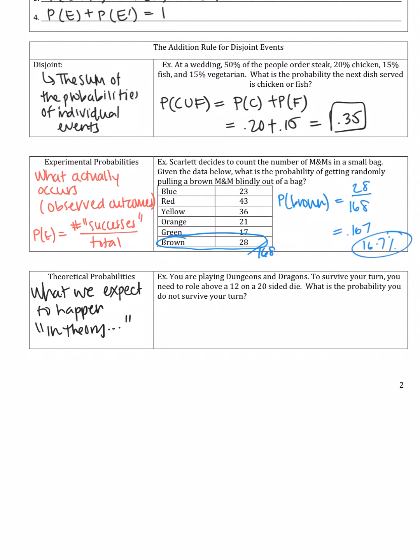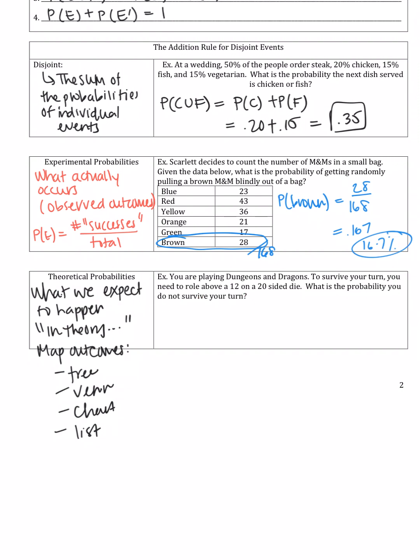So over here, when we're looking at theoretical probabilities, we're mapping outcomes. We're making predictions, okay? We're going to probably use a tree or a Venn diagram or a chart or a list. Something needs to happen because we don't actually see the outcomes. We have to kind of make them ourselves. So for instance, you are playing Dungeons and Dragons. To survive your turn, you need to roll above a 12 on a 20-sided die. What is the probability you do not survive your turn?